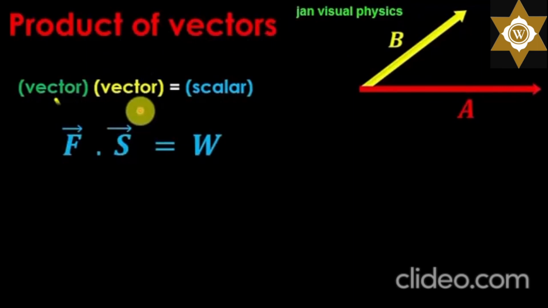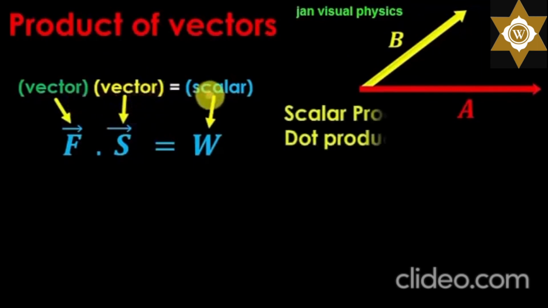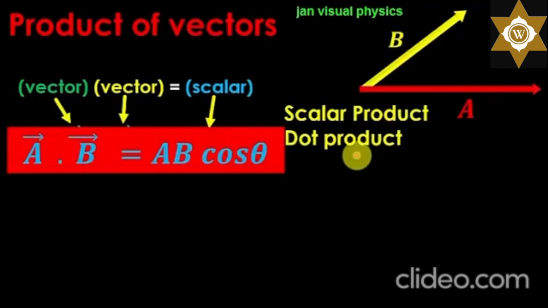For example, the product of force and displacement gives us work. Work is a scalar quantity. The product of two vectors which result in a scalar quantity is called scalar product or dot product. Generally, dot product is written as A dot B is equal to AB cos theta.